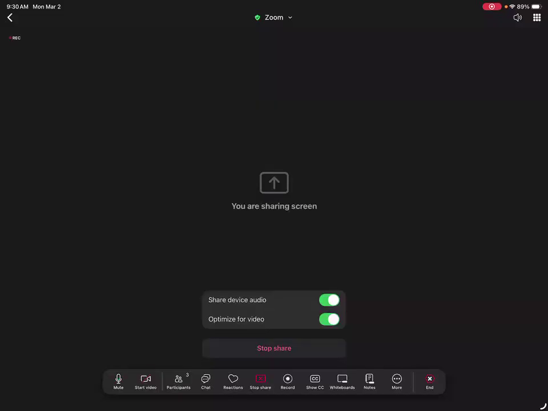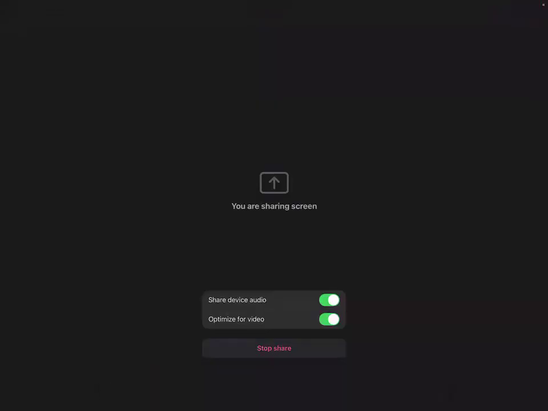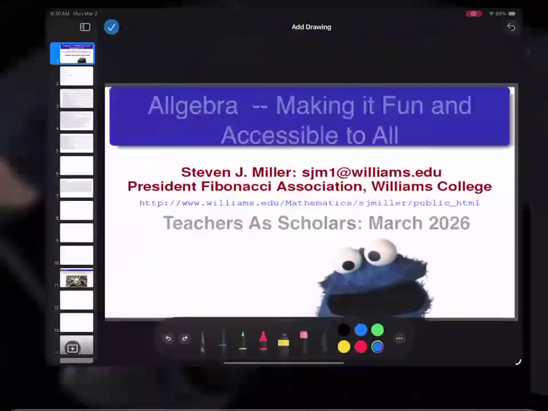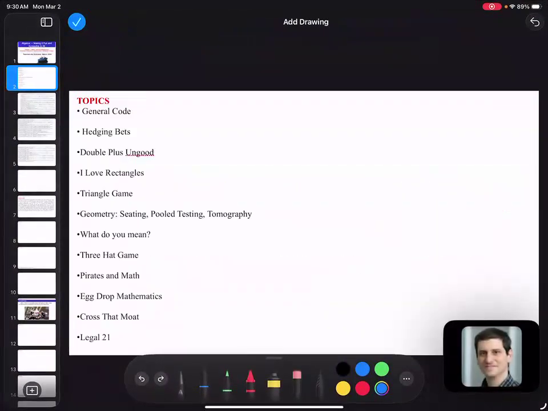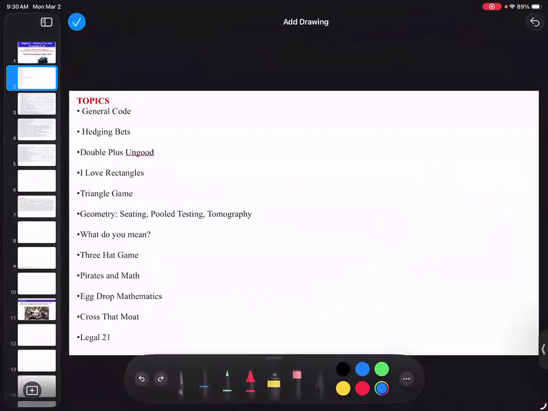And so I will make these available to people later, and then let's hope everything works. All right, so this is large enough that people can see.